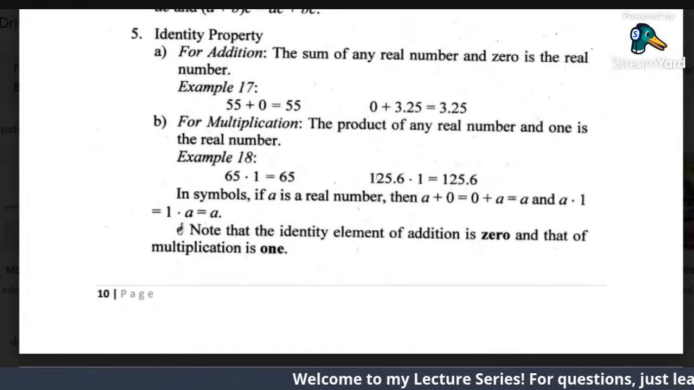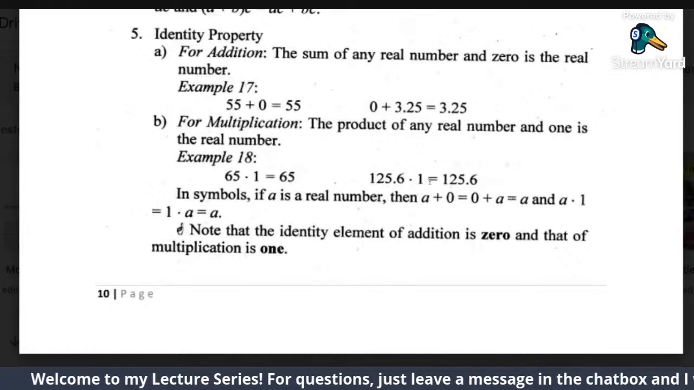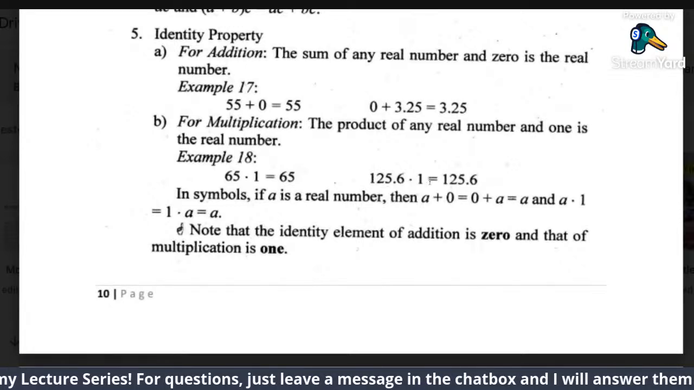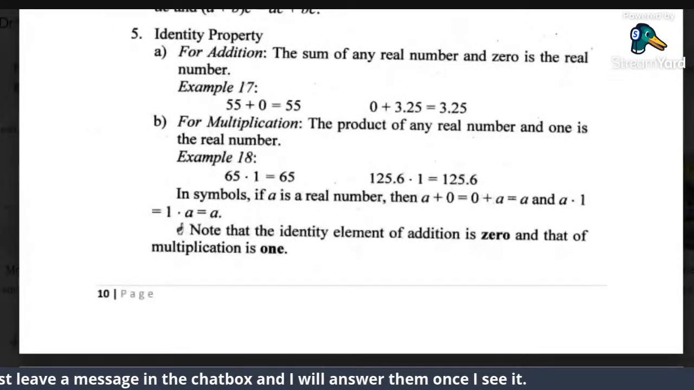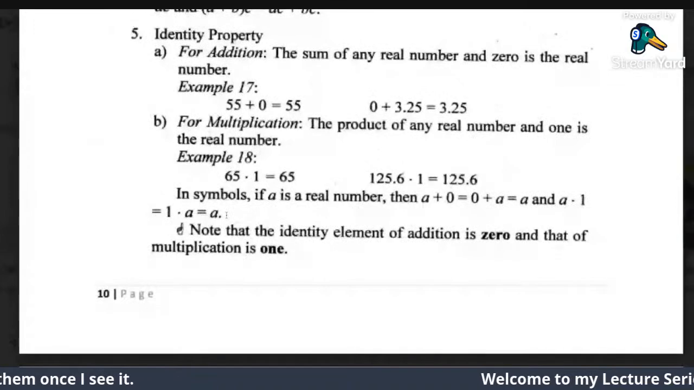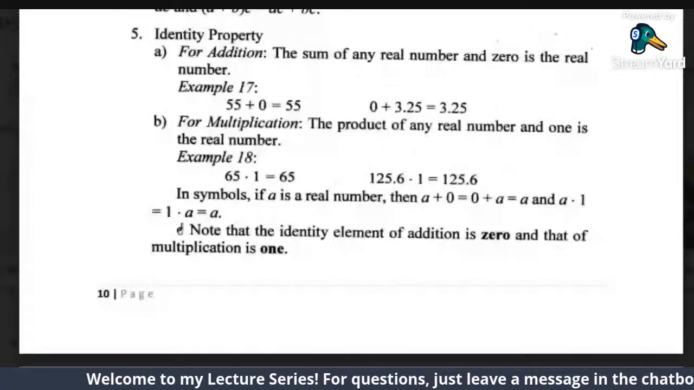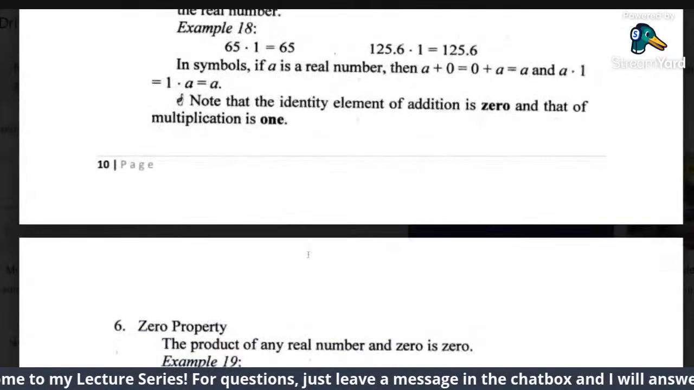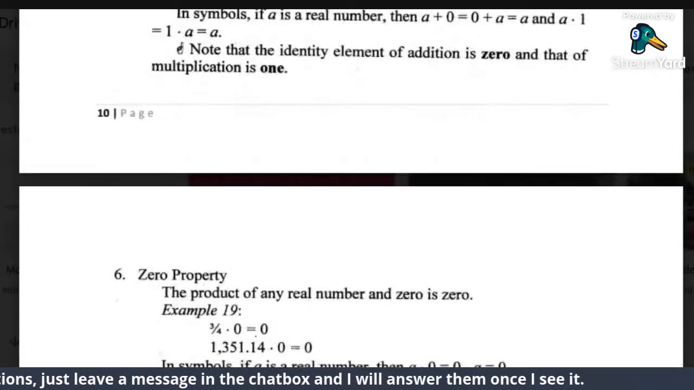25.6 times 1 is 25.6. So in symbols, if A is a real number, then A plus 0 is equal to 0 plus A, which is equal to A. And A times 1 is equal to 1 times A, which is equal to A. Note that the identity element of addition is 0, just like I mentioned earlier, and that of multiplication is 1. That's for identity.